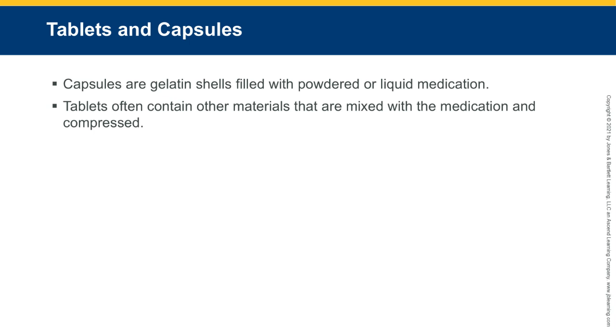Tablets and capsules are among the most common medication forms. Capsules contain liquid or powdered medication in a gelatin shell, while tablets are compressed mixtures of medication and fillers. Both forms are typically taken orally.